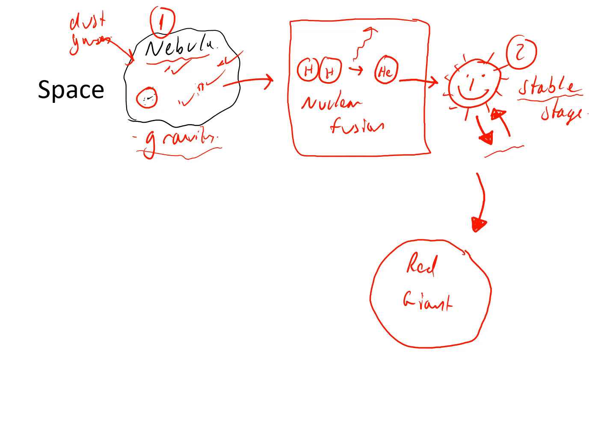So after we've swelled up to a red giant, we will then throw loads of this material on the outside off into space, and we will end up being a tiny little white dwarf.